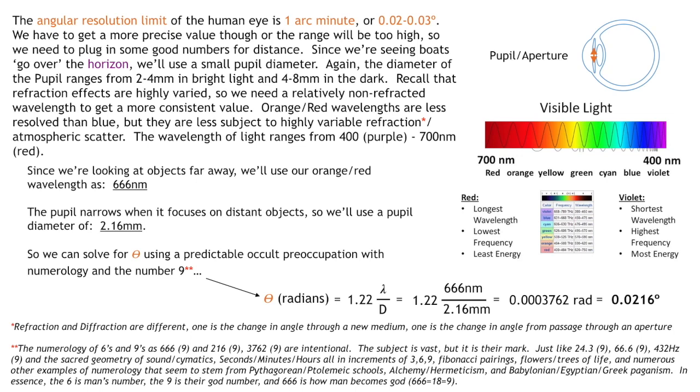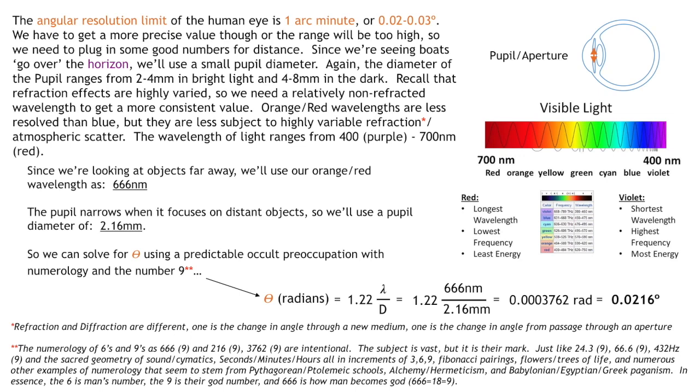So again, the angular resolution limit of the human eye is 1 arc minute, or 0.02 to 0.03 degrees. We have to get a more precise value though, or the range will be too high for the radius of Earth. So we need to plug in some good numbers for distance. Since we're seeing boats go over the horizon, we'll use a small pupil diameter because we're focusing at far distance.